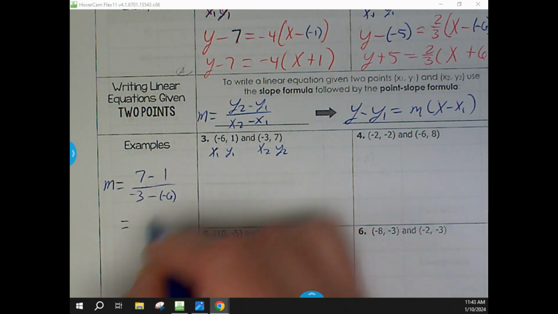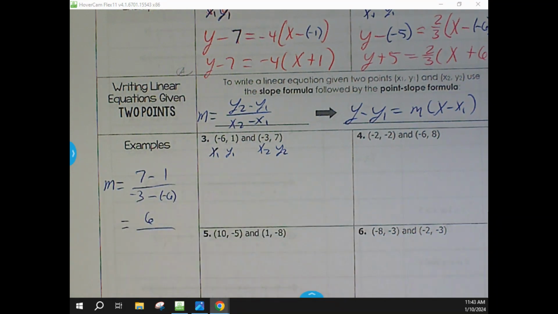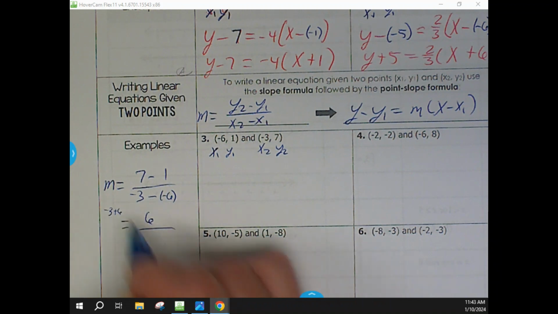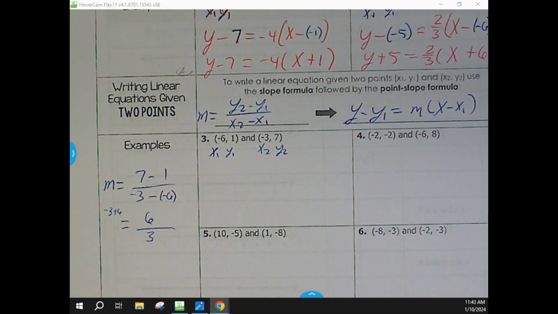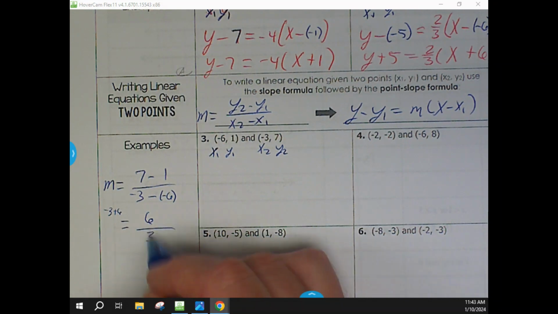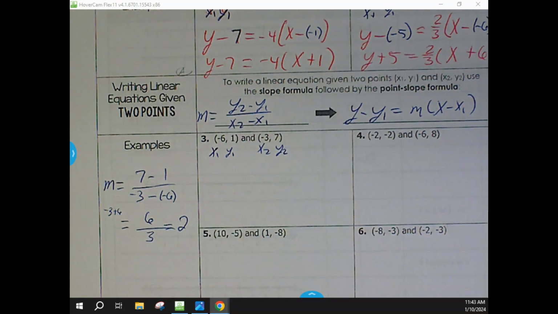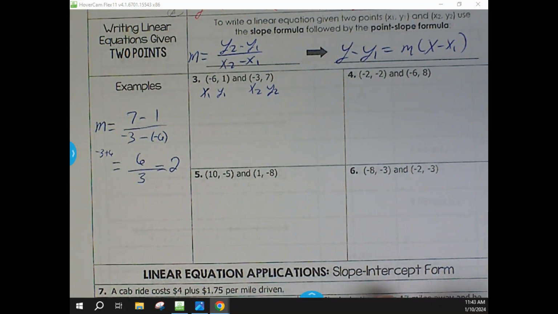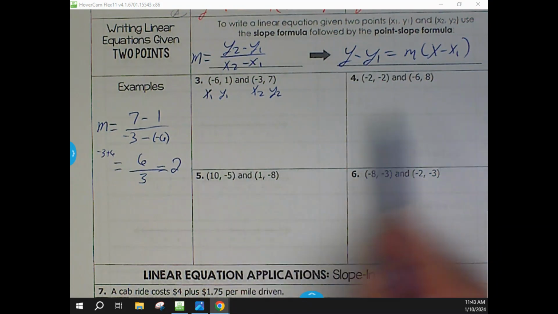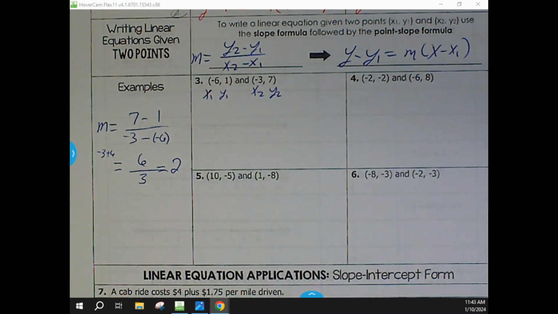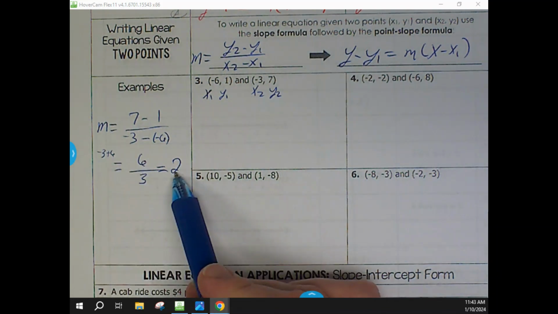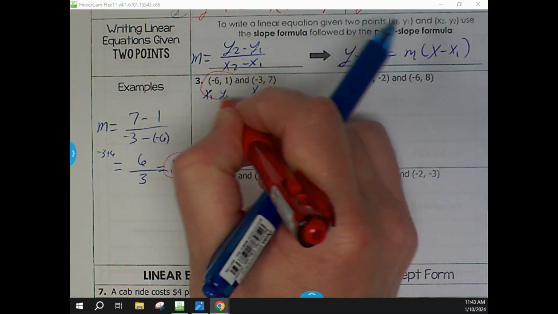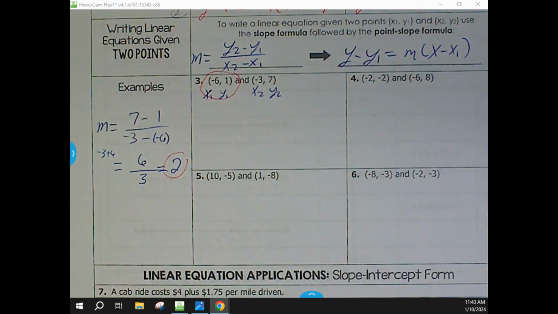7 minus 1 is 6. You're going to have negative 3, and you've got your minus negative, so you're really going to make that negative 3 plus 6. Negative 3 plus 6 is really just 3. So then you've got 6 divided by 3, which equals 2. Okay, so anytime they give you 2 points, you're pretty much guaranteed you've got to find the slope. Now that you know your slope value is 2, you can take your slope value of 2, your x1 and your y1, and plug that back into this formula over here.